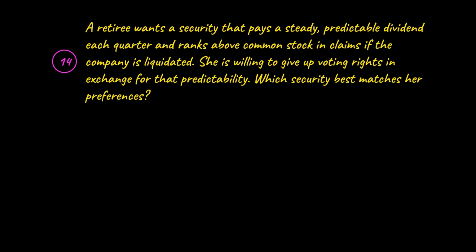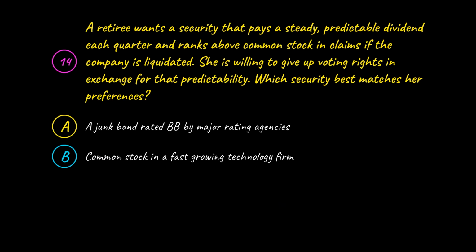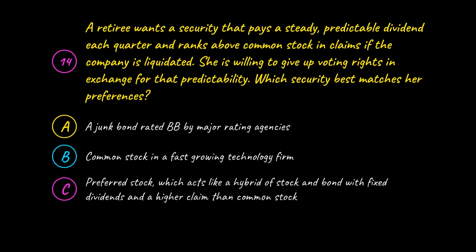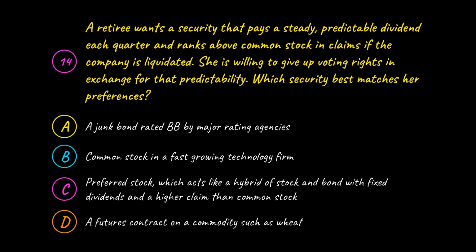Your options are A, a junk bond rated BB by major rating agencies. B, common stock in a fast-growing technology firm. C, preferred stock, which acts like a hybrid of stock and bond with fixed dividends and a higher claim than common stock. D, a futures contract on a commodity such as wheat. Which would you go with? Lock it in before the reveal.